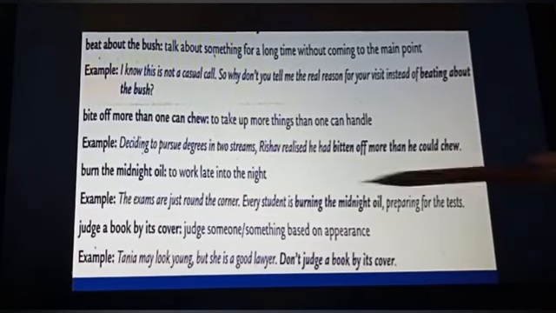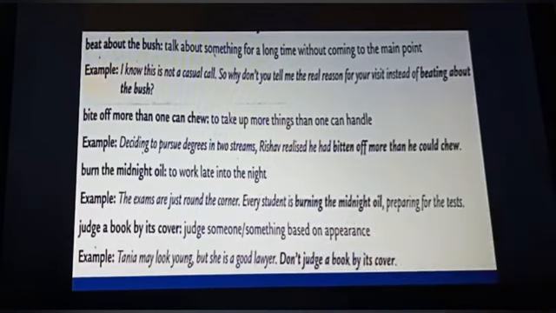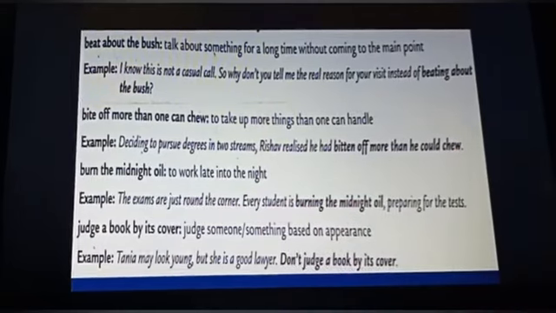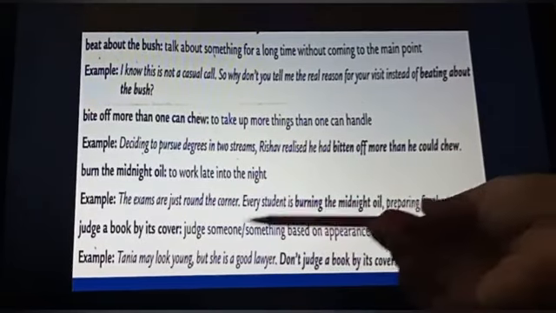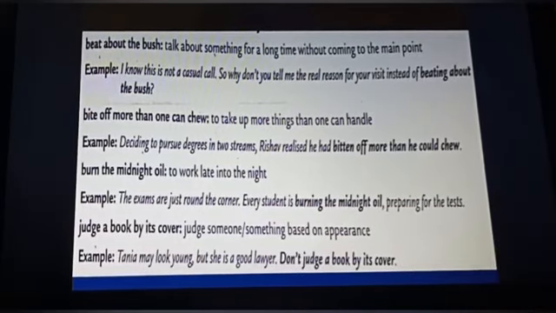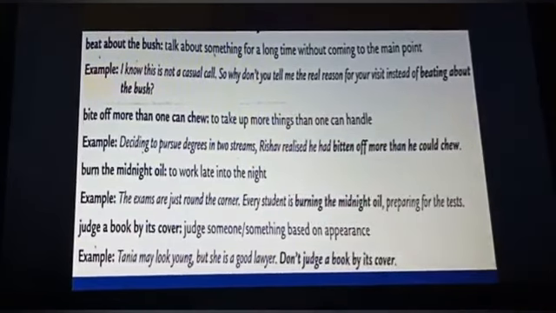Burn the midnight oil means to work late into the night. Generally, you students, what do you do? The exams are just around the corner, means the exams are approaching. Every student is burning the midnight oil, preparing for the test. Generally, for your revising, for memorizing the content, you burn the midnight oil, means work late into the night. Come to the next one.